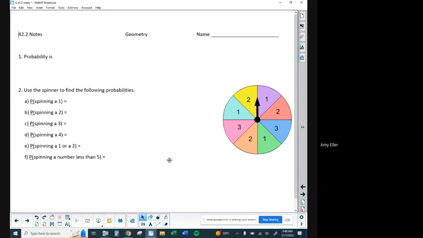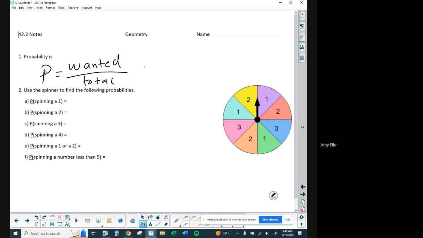All right, so we're writing down: probability is the chance or likelihood an event happens. Number 2, use the spinner to find the... I was going to have you write something else under probability. Commonly, we write a shorthand that looks like this. Probability is wanted over total. For example, let's write this example up there.